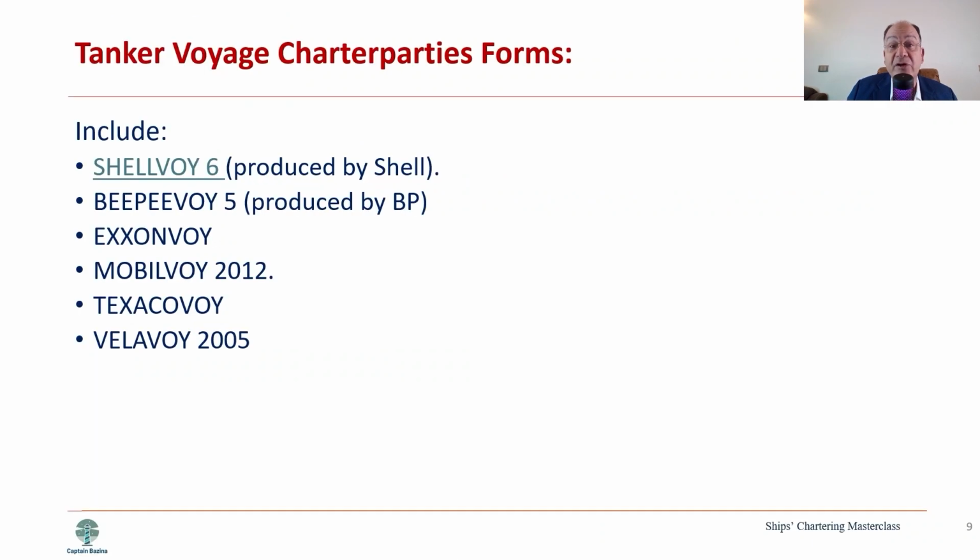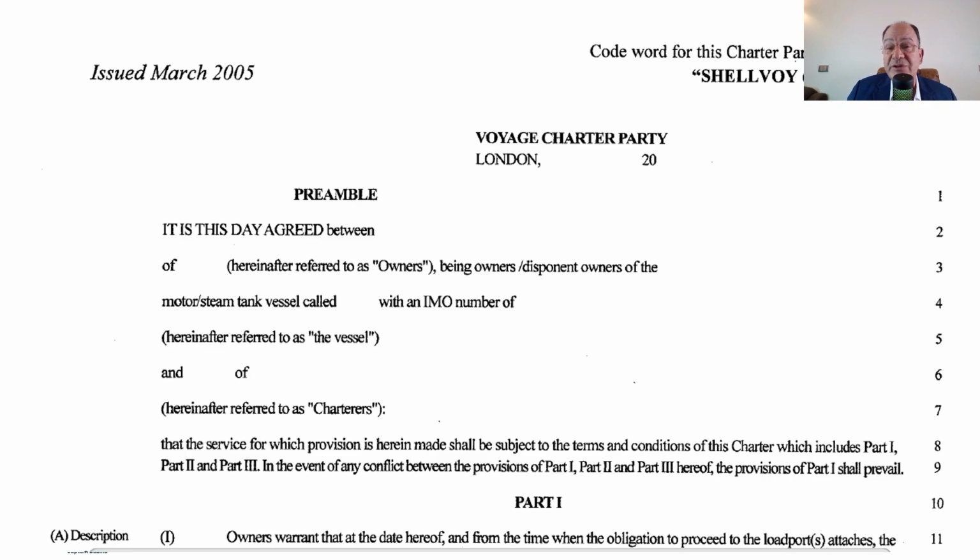For tanker voyage charter party forms, they include Shell Voy. This is the most common one produced by Shell. We have BP Voy 5 produced by BP. We have Exxon, we have Mobil, we have Texaco Convoy, we have Vela. So all these kinds of forms are tanker charter parties for voyage chartering. This is how it looks from the first page of the form or contract.